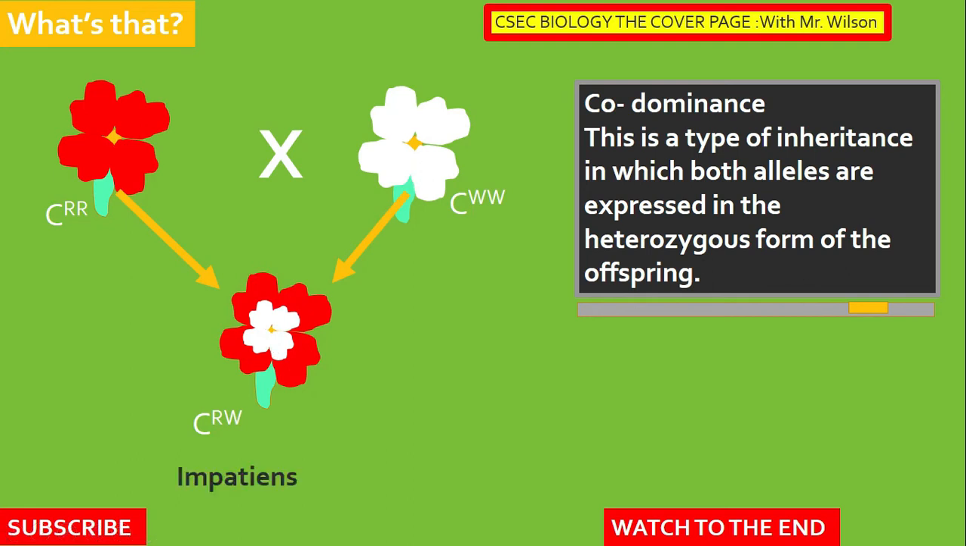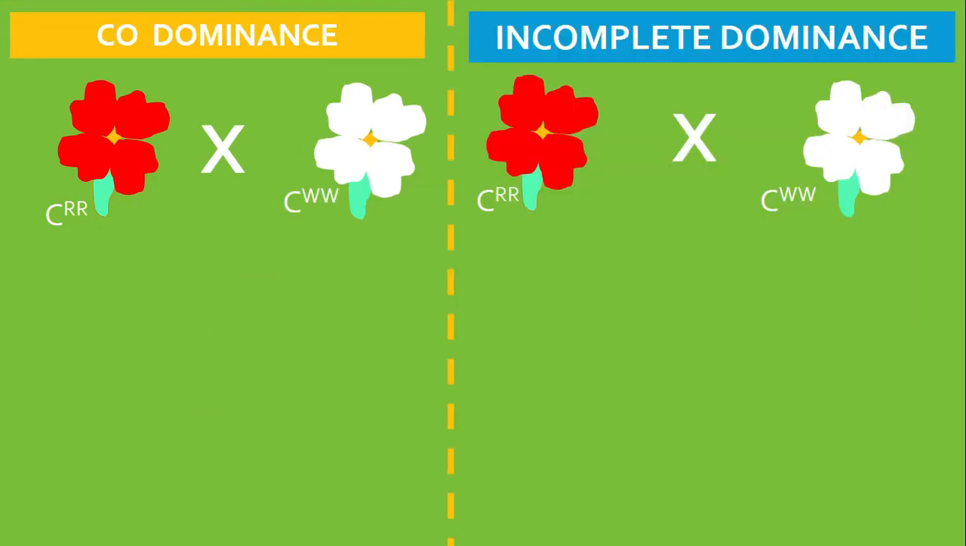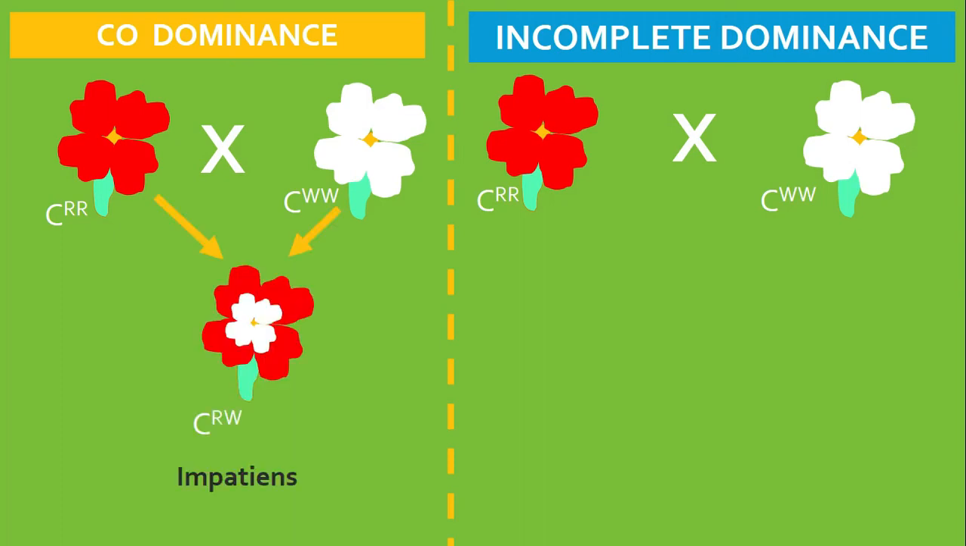Let us look a little closer at this. So the comparison here, we're looking at codominance to the left of the screen and incomplete dominance to the right of the screen. Look at what happens. The phenotype of both parents is visible in the phenotype of the F1 generation in its heterozygous state. Always remember, in the heterozygous state.